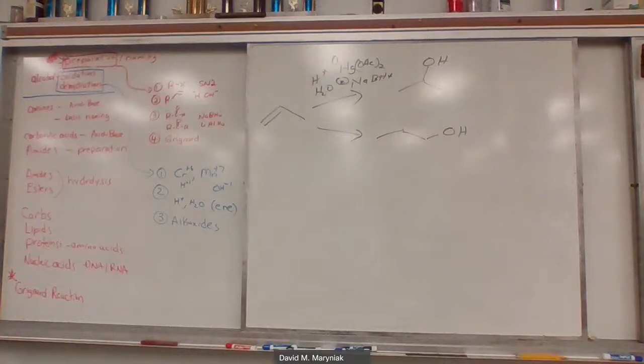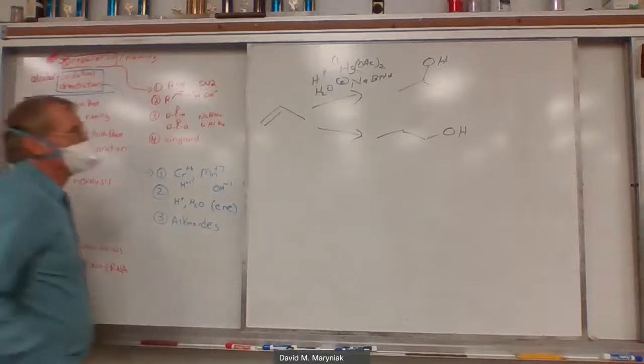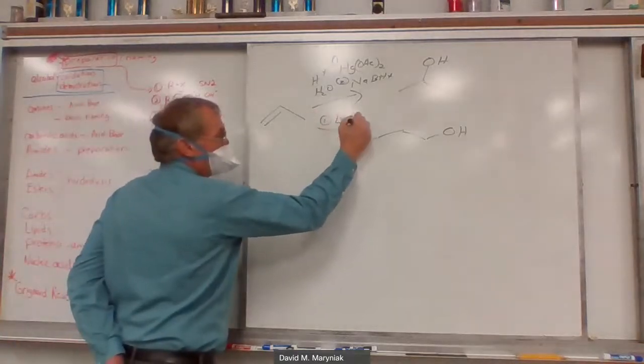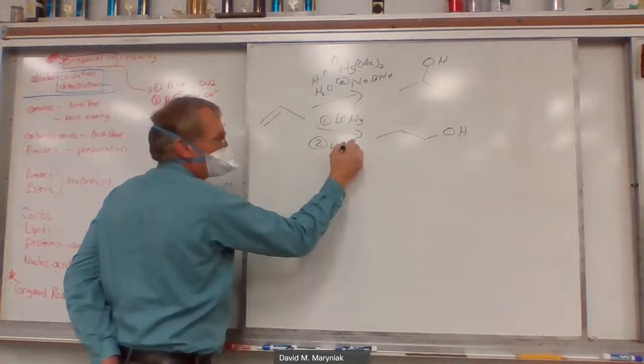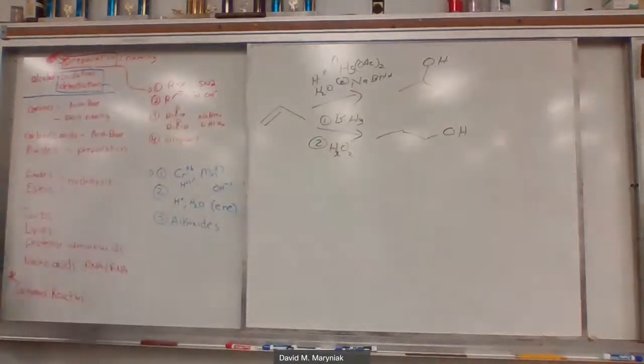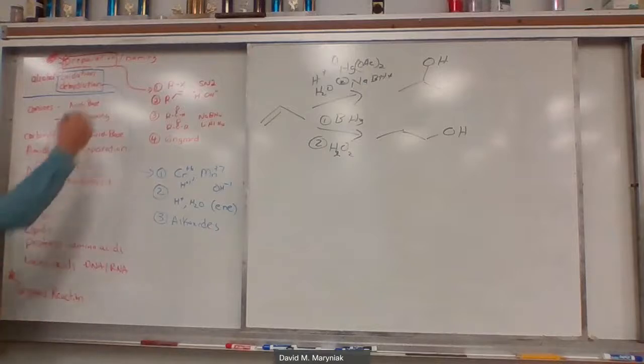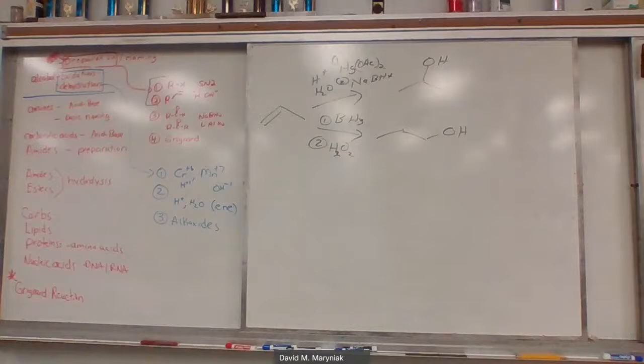So how would we make the anti-Markovnikov alcohol? Think of H.C. Brown, and we have hydroboration followed by oxidation. So really, for these two methods of making alcohols, these are things we've already covered and spent a lot of time on. I want to get to the other two and spend some time on them.